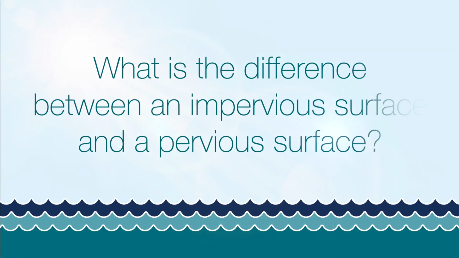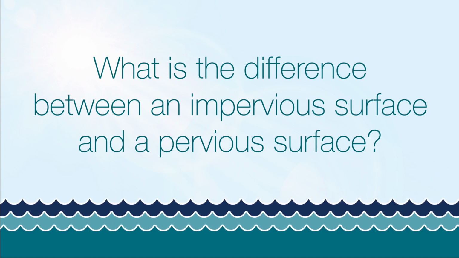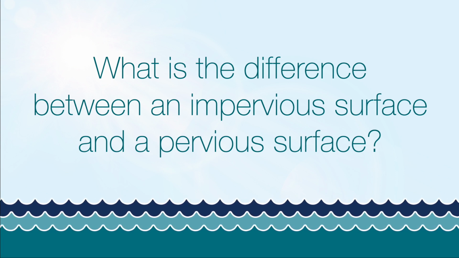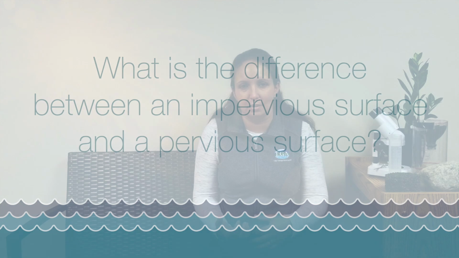And this week we'll be covering the topic of stormwater. To fully understand stormwater, we have to first understand the difference between an impervious surface and a pervious surface. So a pervious surface is something that water can soak through. Things like dirt, grass, soil.